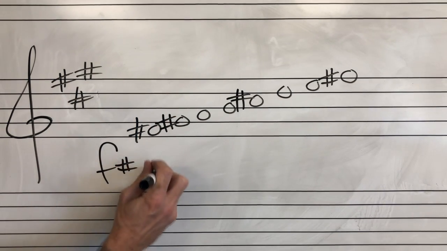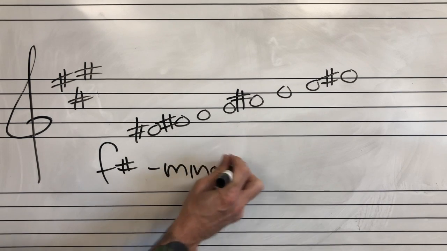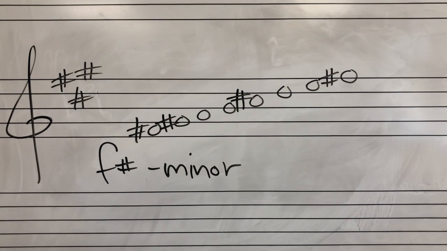So to recap, every key signature has 2 scales. One is major, one is minor. Those 2 scales are relatives.